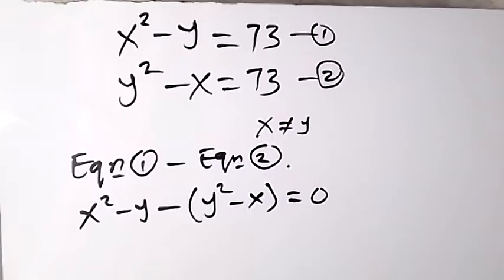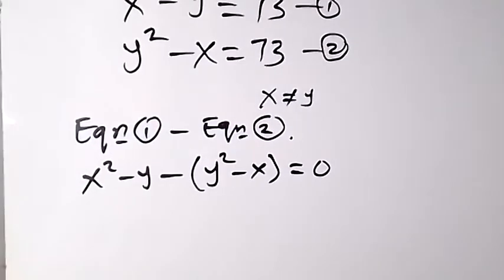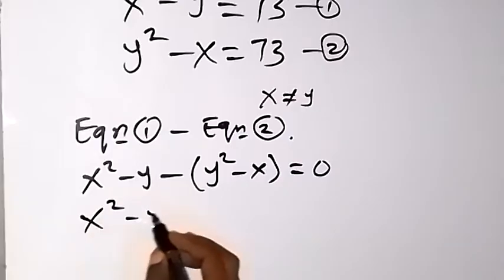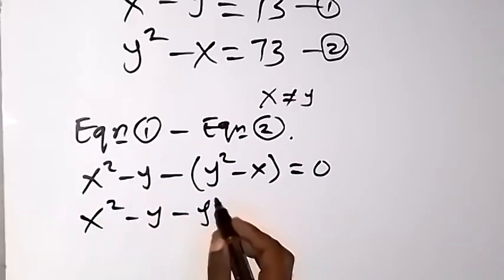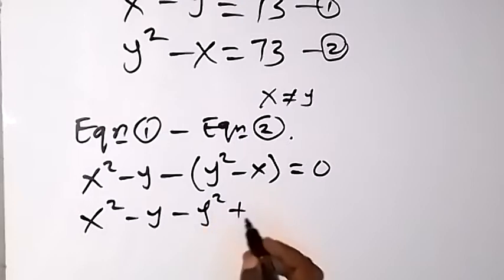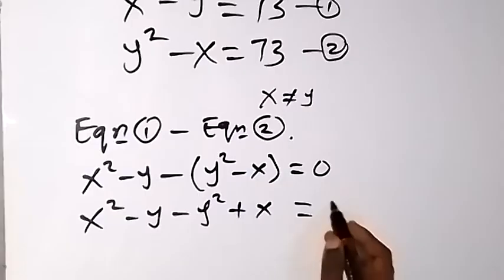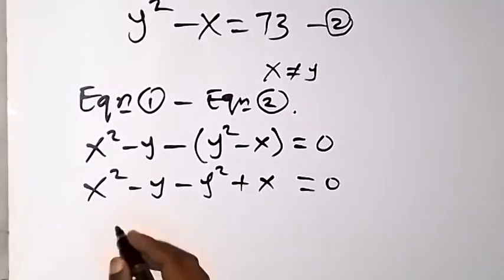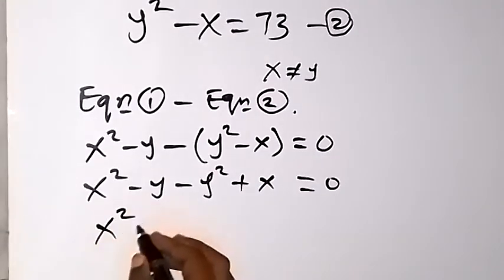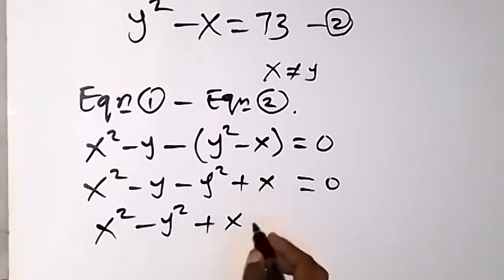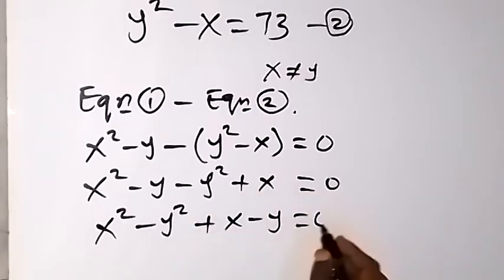So from here, we can solve this, and we open this bracket with minus. So we have x squared minus y squared, then plus x here. This minus becomes plus, then equals 0. Now we bring the ones with squares together, and we have x squared minus y squared, and we have plus x minus y, which is equal to 0.